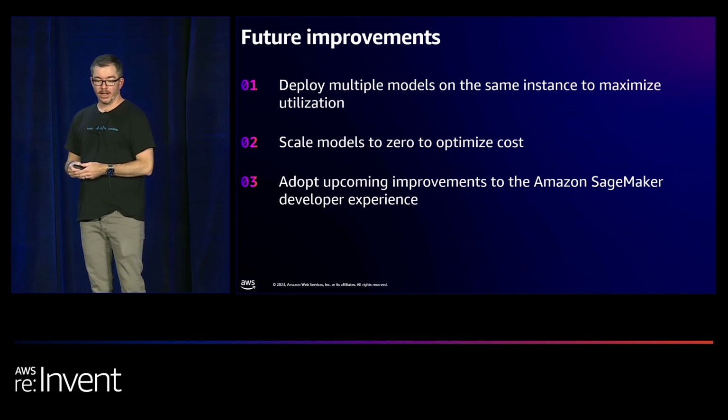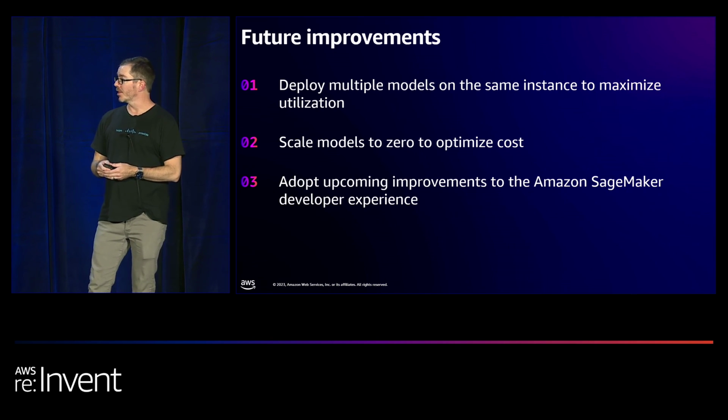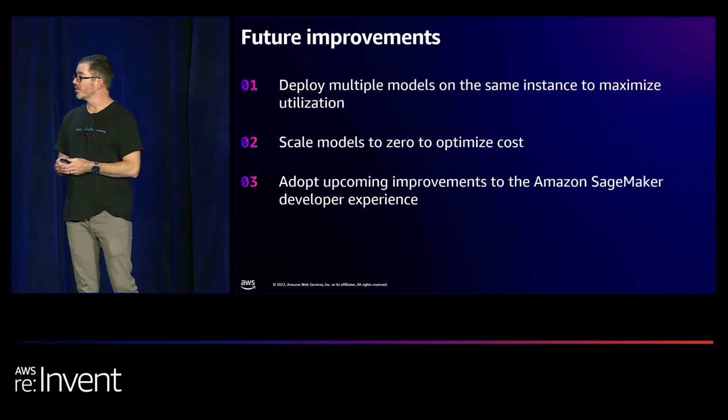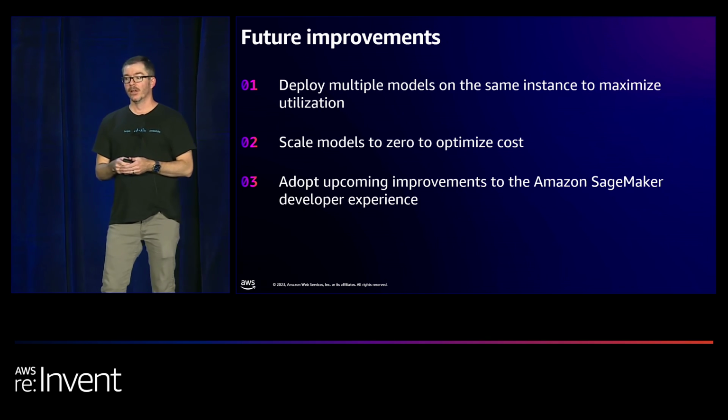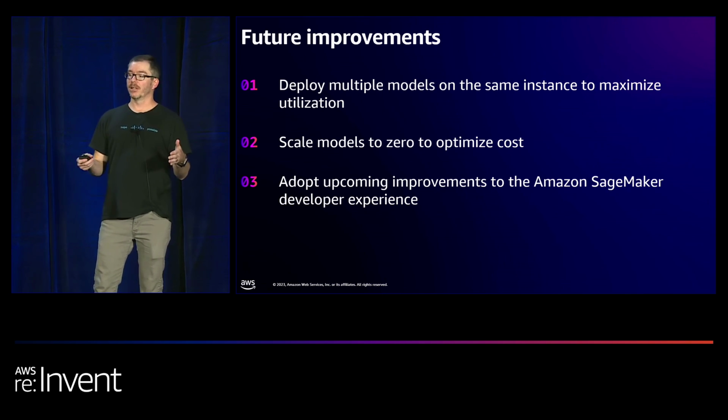And finally, we can make a lot of improvements in our architecture and in our services. One is we can deploy multiple models on the same instances in order to maximize utilization. So we use single model endpoints right now. We have used multi-model endpoints in the past. It wasn't really a good fit for some of the models that we wanted to operate.